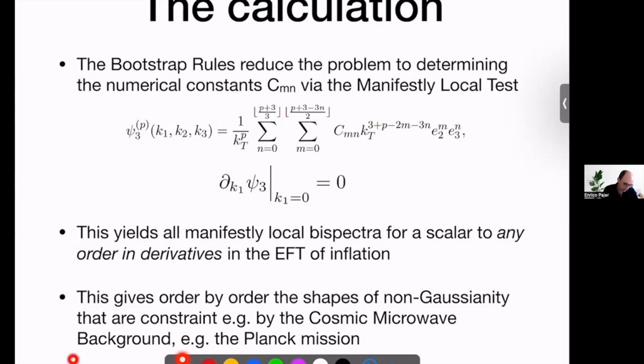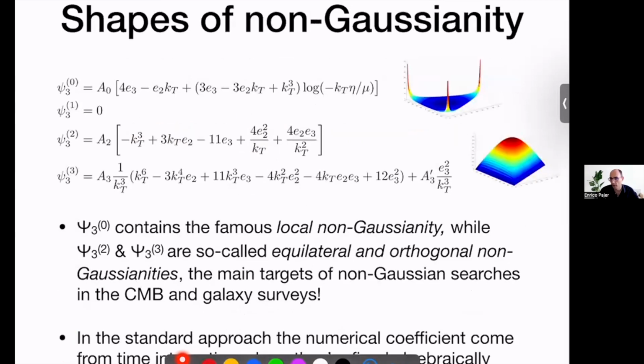And this is nice because this already basically accounts for most of the things that have been searched for in the data. So this is really, we're doing phenomenology now. For example, if you look at the 0th order solution, that is the famous local non-Gaussianity with some running correction. At first order, when P is 1, there is no solution. This is just the fact that there are no operators that have only one derivative.